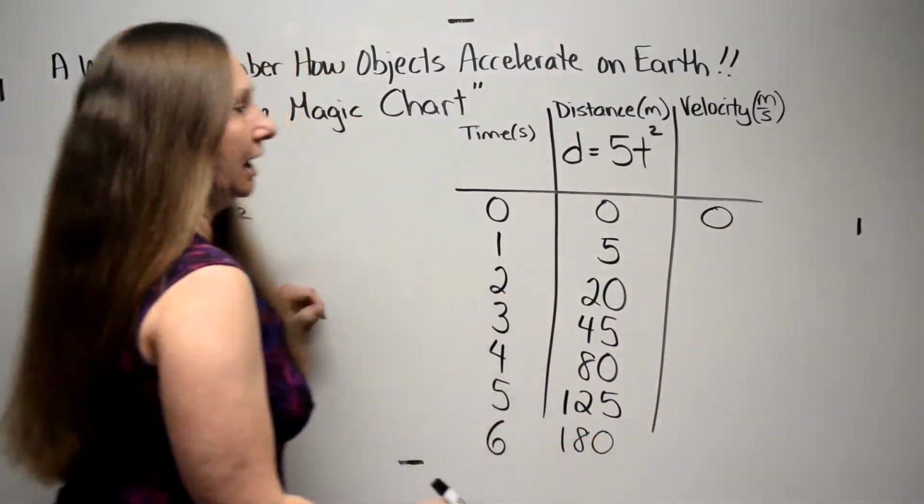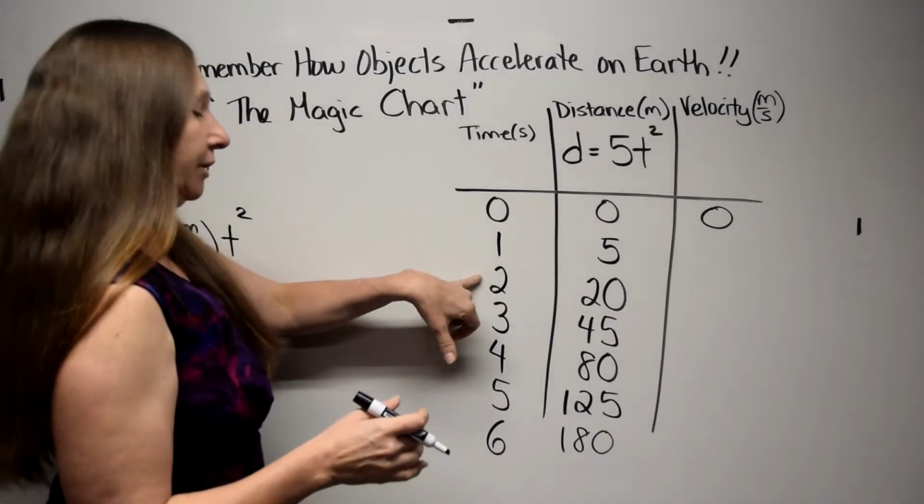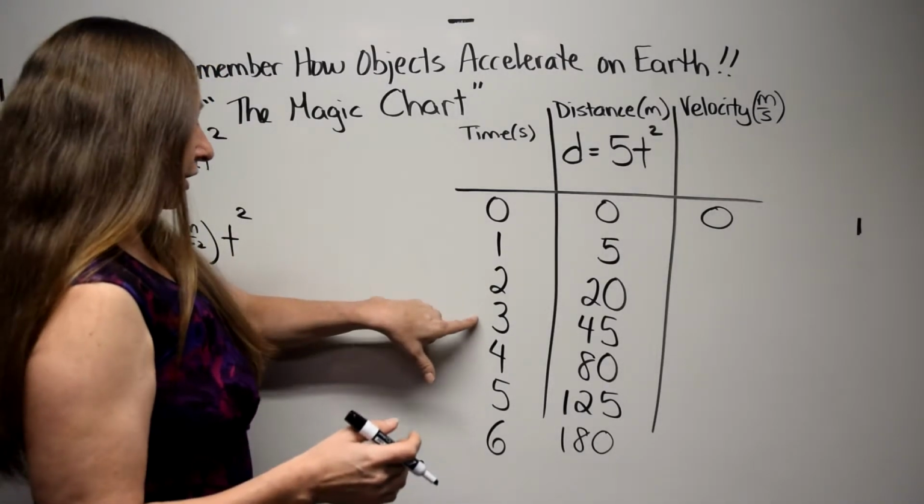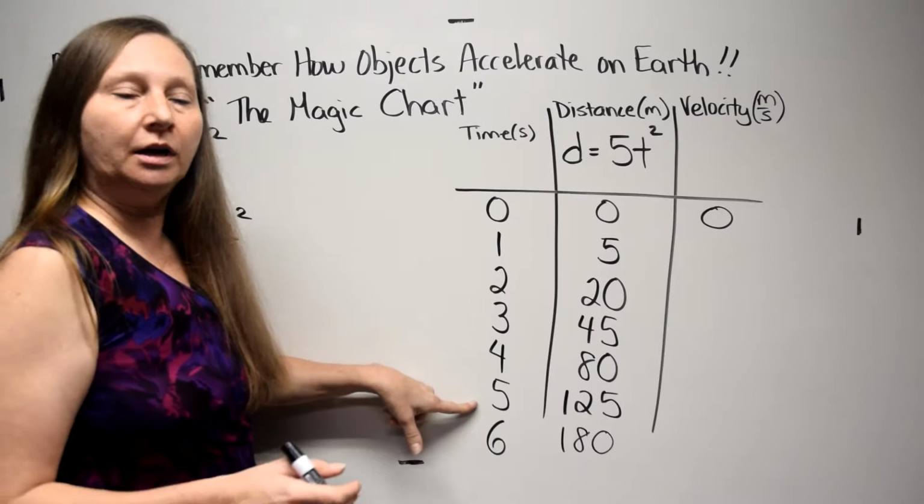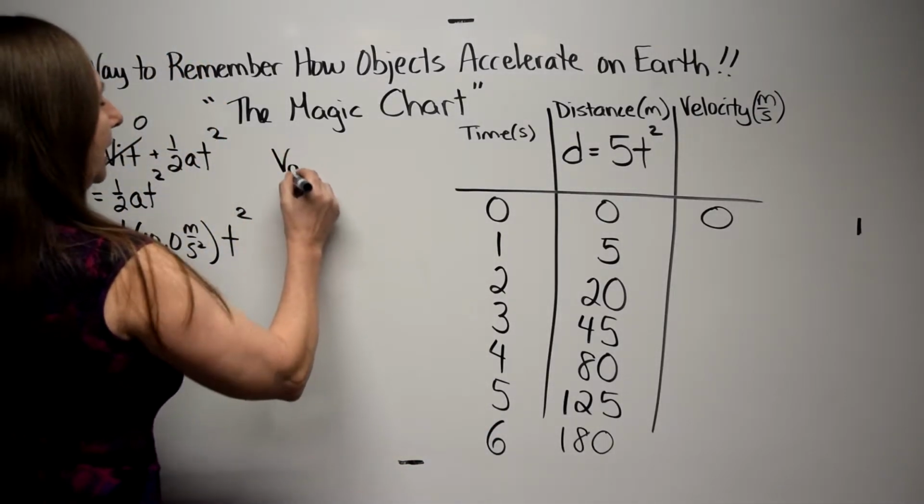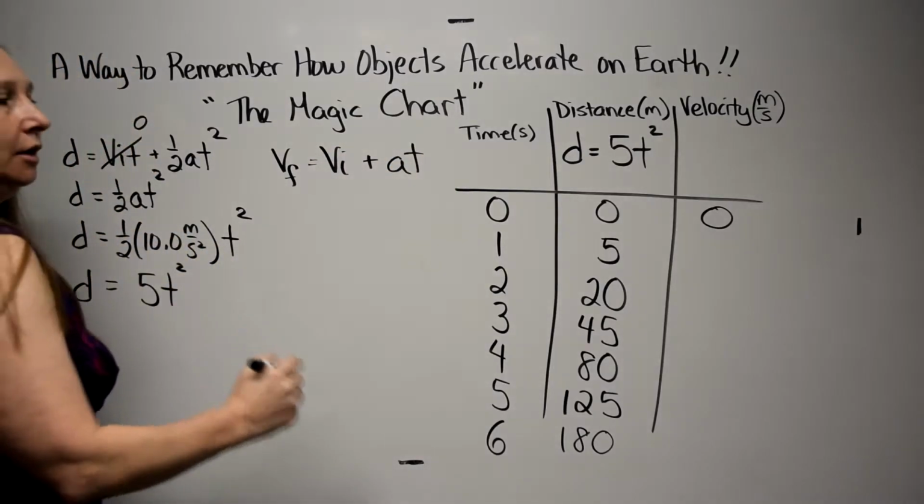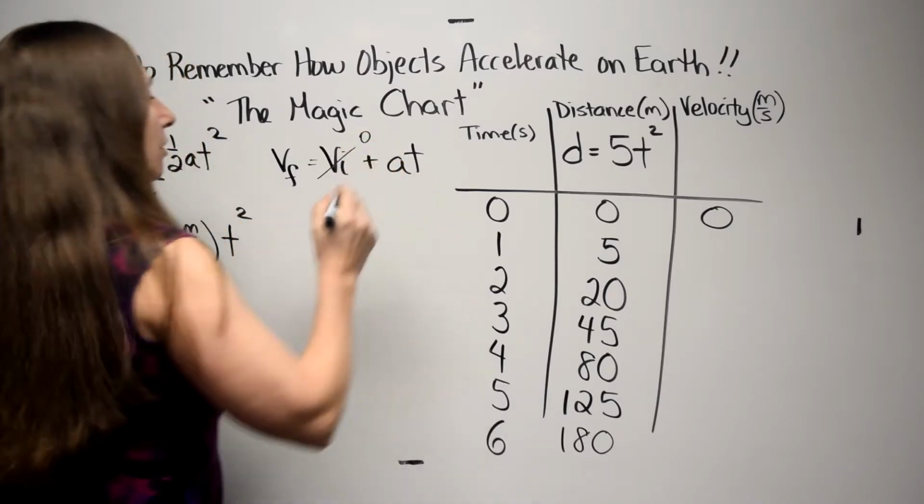Now here we go with the velocity. How fast is the object going after it's been falling for 2 seconds? After it's been falling for 3 seconds? After it's been falling for 5 seconds? How fast is it going? What's the final velocity? V final equals V initial plus at. We know that the initial velocity was 0.